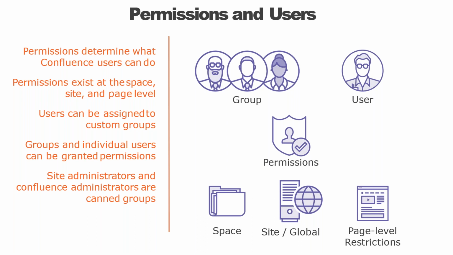Permissions determine what Confluence users can do. Permissions exist at a space, at a site, and a page level also. Yes, that's important. At page level also you can set a permission. Site level also you can set up permissions. Users can be assigned to custom groups to manage the custom permissions for the entire pages or entire space. Groups and individual users can be granted permissions. Site administrator and Confluence administrator are canned groups, meaning it's a default one. So yes, in a simple way, you can set a user permission or group permission at a space level, at a page level, and you can decide what kind of permissions you want.